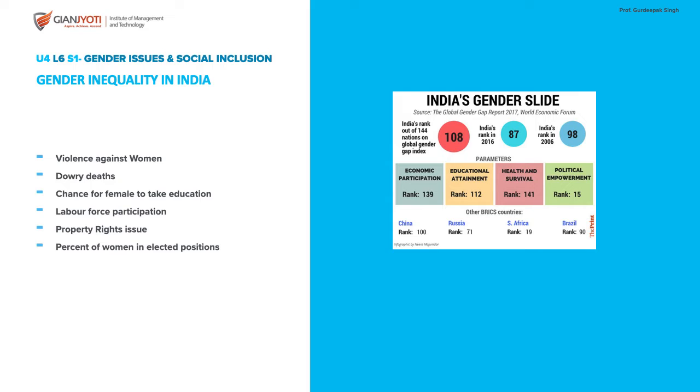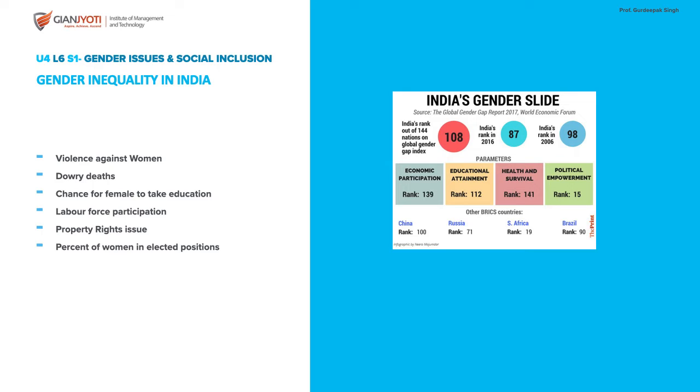So if we look at India's gender slide as per the World Economic Forum report of 2017, India's rank is 108th out of 144 nations when we talk about Global Gender Gap Index. In 2016, India's rank was 87. In 2006, it was 98. So it was improving, but when we talk about 2017, it has gone down.